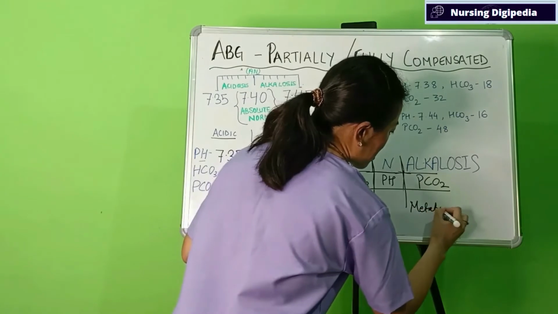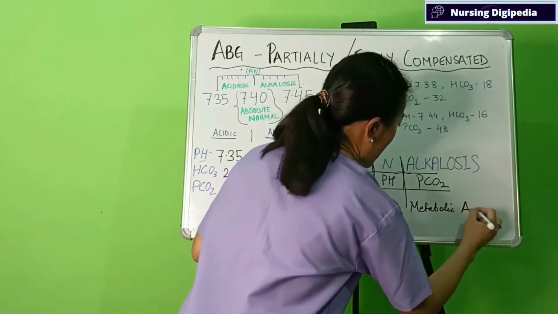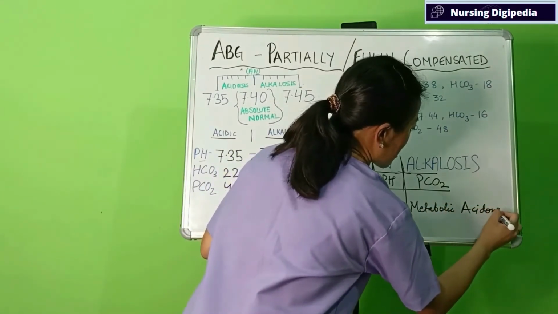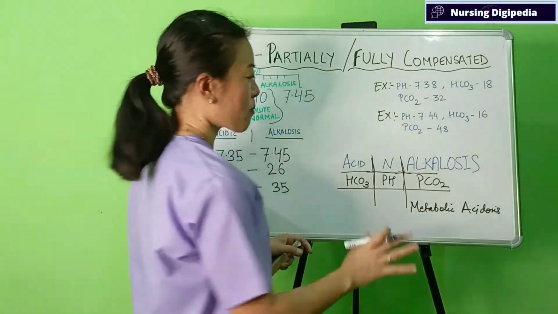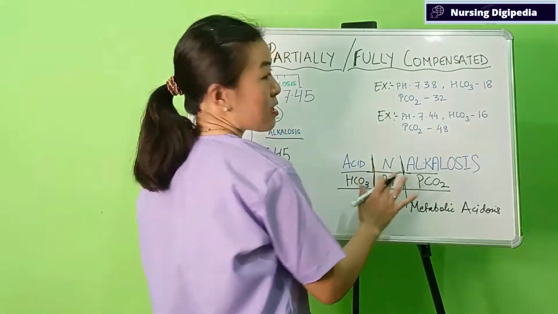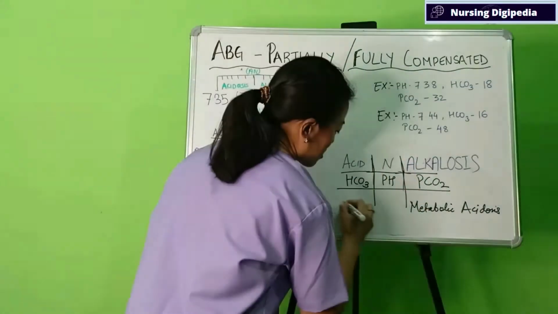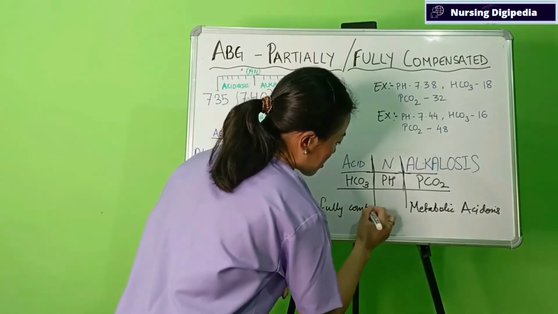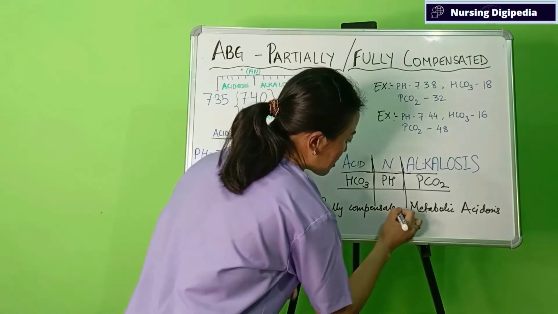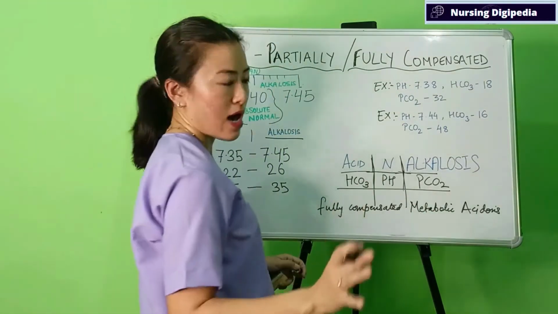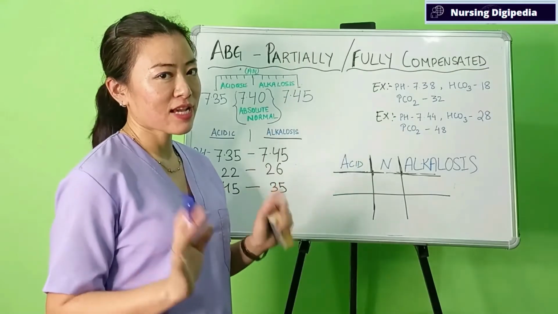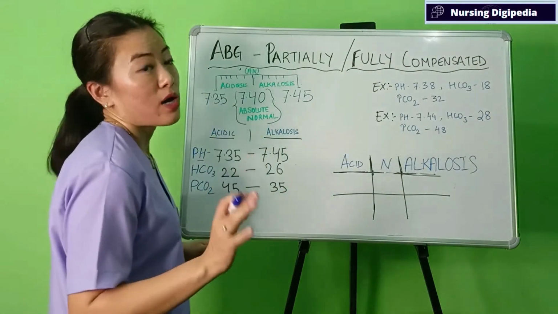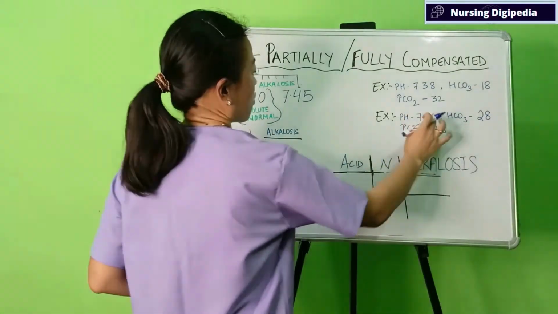metabolic acidosis, which is fully compensated because our pH is normal. So this is fully compensated metabolic acidosis. Let's take another example where our pH is 7.44.